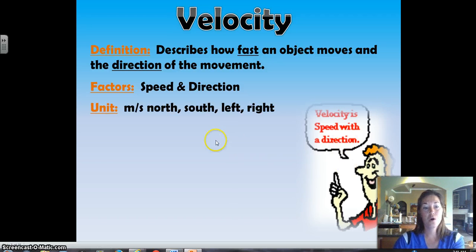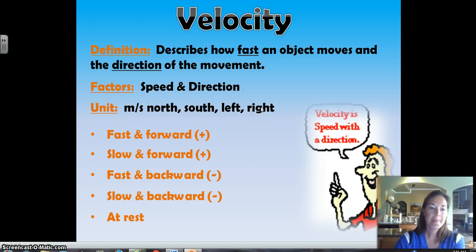For example, if a ball is traveling 2 meters per second north, or 2 meters per second south, or 2 meters per second to the left, or 2 meters per second to the right. We have our speed, but we also specify the direction that it's moving. These are some example statements of how we would describe an object's velocity.